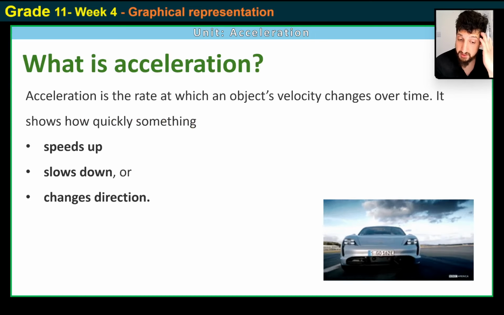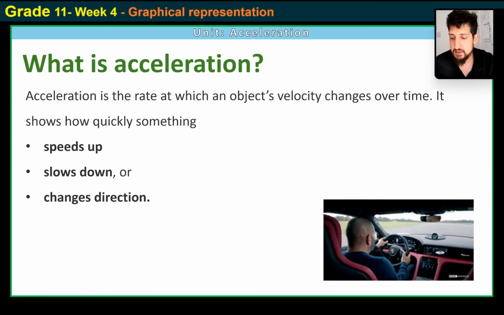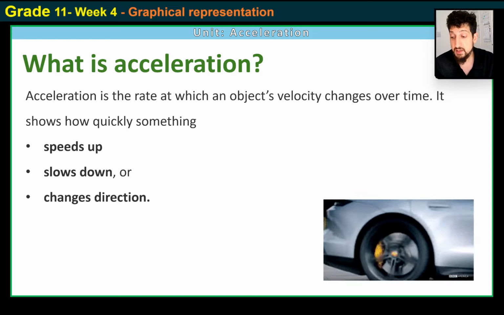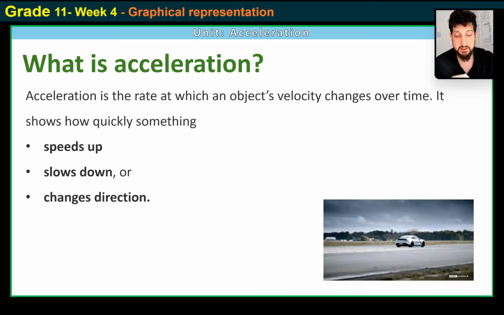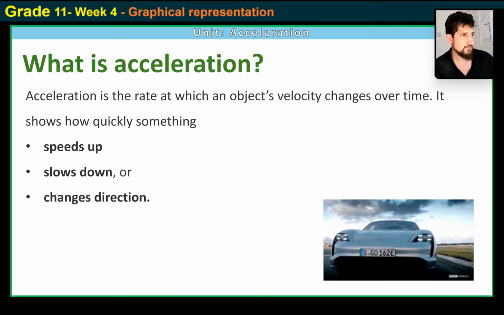Right, so what is acceleration to begin with? Acceleration is the rate at which an object's velocity changes over time. It shows how quickly something speeds up or slows down or changes direction. So those are the three conditions under which acceleration is taking place. So if something is speeding up, that means it's changing speed or changing velocity from, say for example, 5 to 10, that is acceleration. What if it's changing from 10 to 5? That is also a form of acceleration, which we call deceleration. Okay, so deceleration is actually a form of acceleration itself.